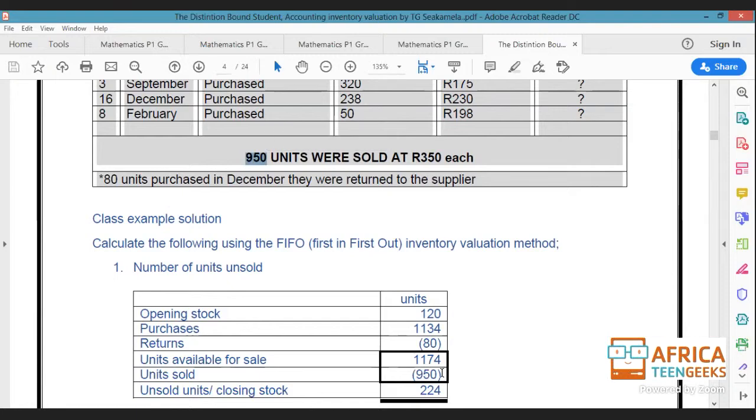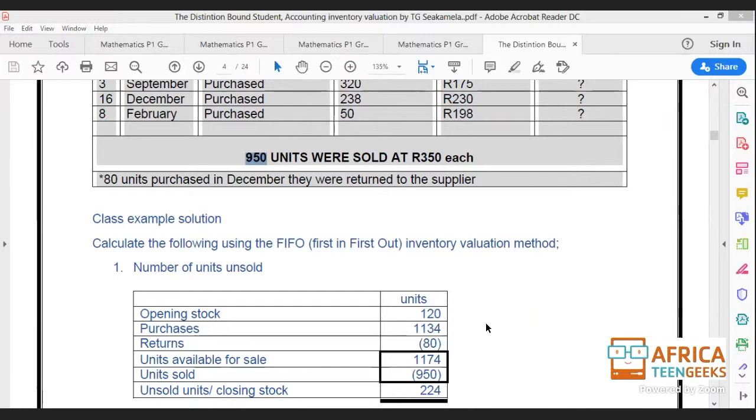So you sold 950. Therefore, your unsold units or your closing stock units is 224, by saying the available units that you have of 1,174 minus the sold units of 950. So the unsold units is given by 224. Now, guys, this chapter is very important. This is where you can always score easy marks. This is where you can always get your plus or minus 45 marks in an exam.